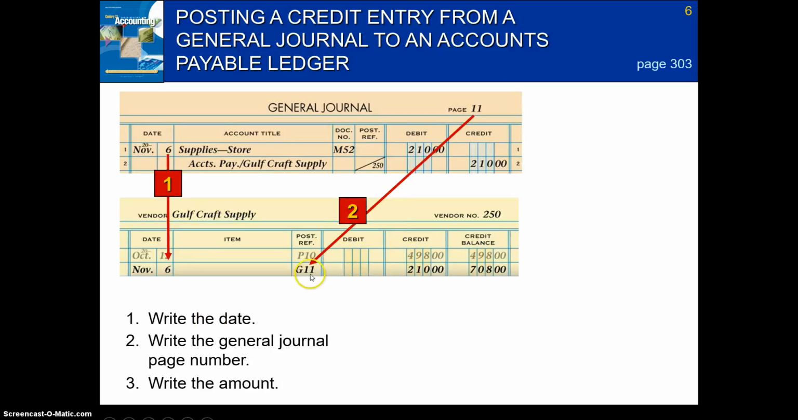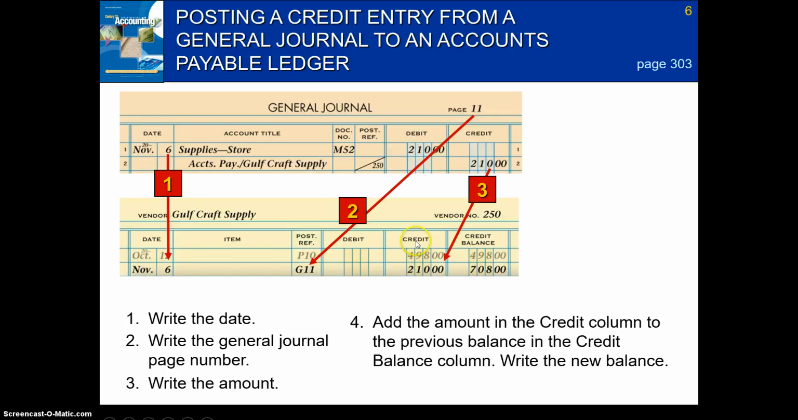We're going to put the post reference. This was the general journal, that's why it's got a G, so it's G11. We're going to take the credit amount. This is the only one we're worried about right now. That credit of 210, and put here in the credit account. And because we have a credit and a credit, will we add or subtract? Right, we're going to add those together. So we're going to write the new balance in the credit column. So we owed them $498, but we bought some more supplies for our store worth $210, so now we owe them a total of $708.